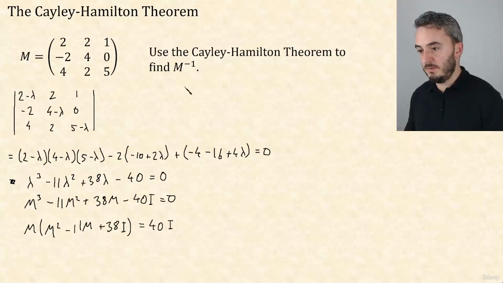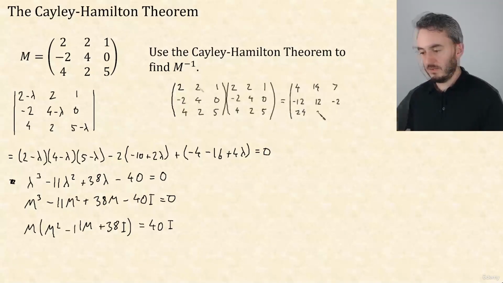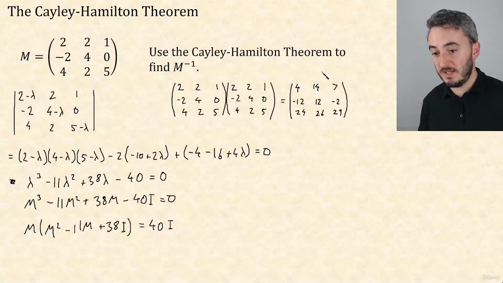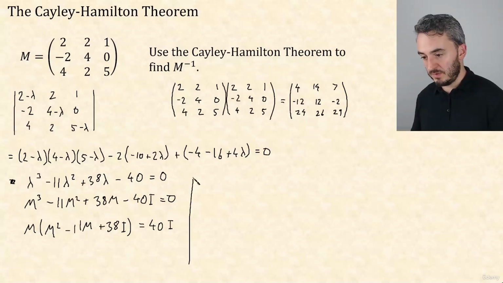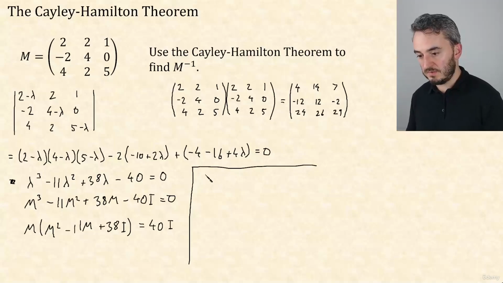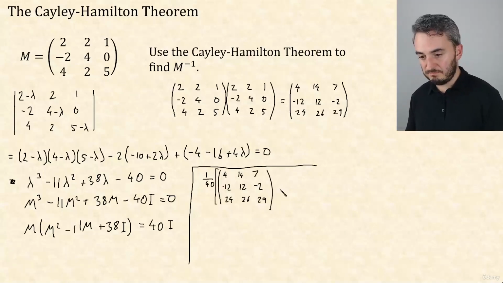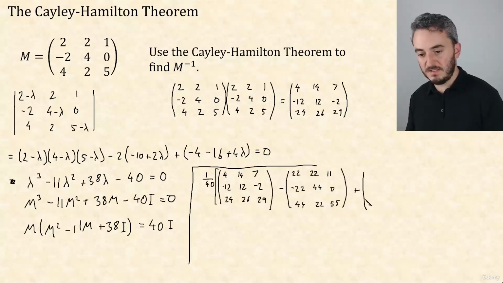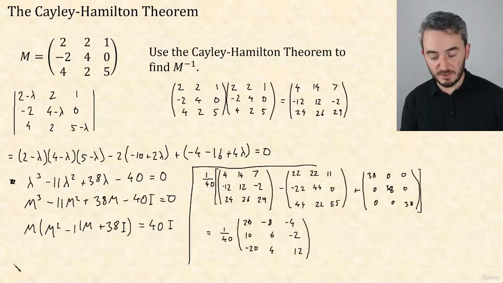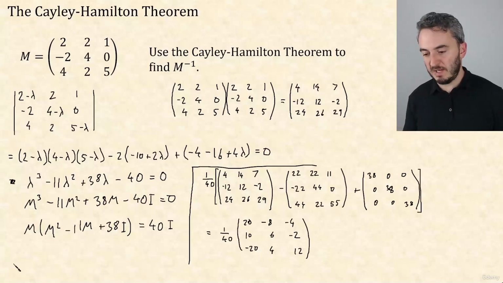And sure, it's a little bit messy, but let's do it. We're going to need M squared. Okay, so again, I'm not going to make you watch me hack through this expansion, but there we go, that's M squared. And we have to just put this all together now. So we've got 1/40th of M squared minus 11M plus 38 times the identity. And there's our inverse, which of course we could tidy up by bringing the 40 inside if we wanted.